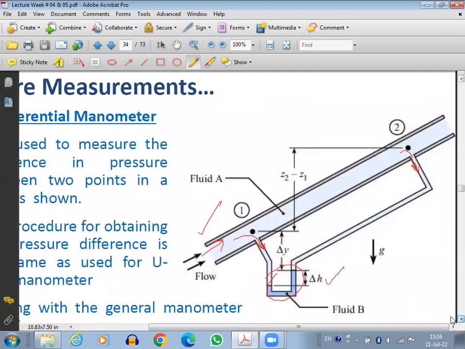We want to develop the equation. Suppose we want to find out P2. So we will start from the known point. Suppose the known point is P1. So it should be P1.